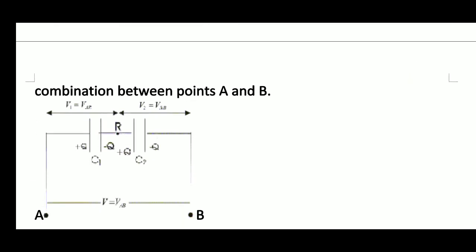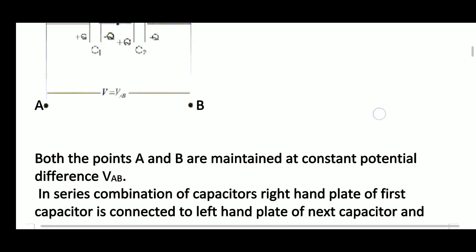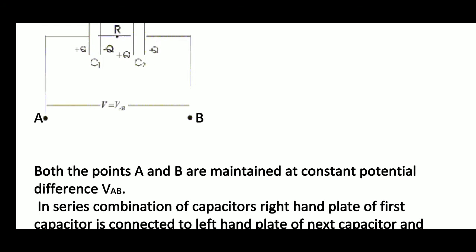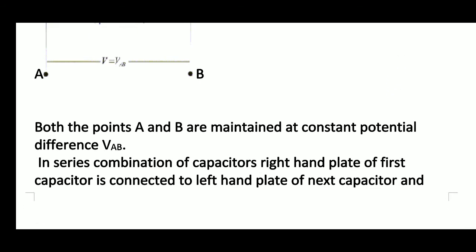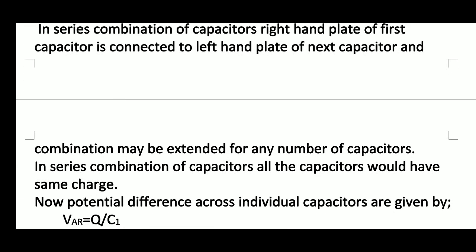You can see the series combination of capacitors is like this. Here both the points A and B are maintained at a constant potential difference VAB. In series combination, the right hand plate of the first capacitor is connected to the left hand plate of the next capacitor, and the combination may be extended for any number of capacitors. In series combination of capacitors, all the capacitors would have the same charge. You have to note this down.